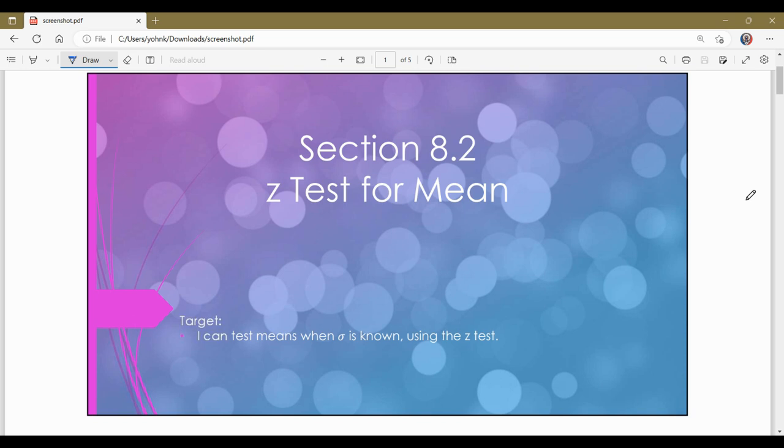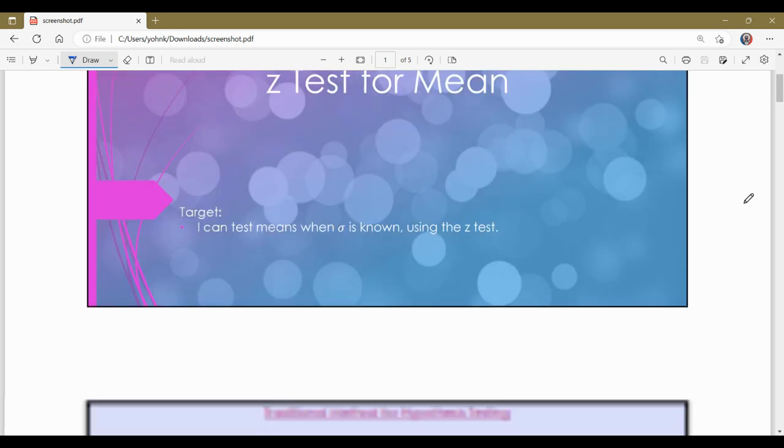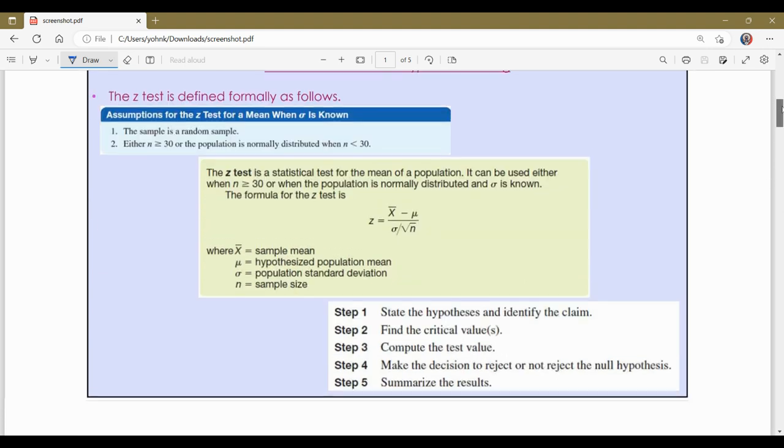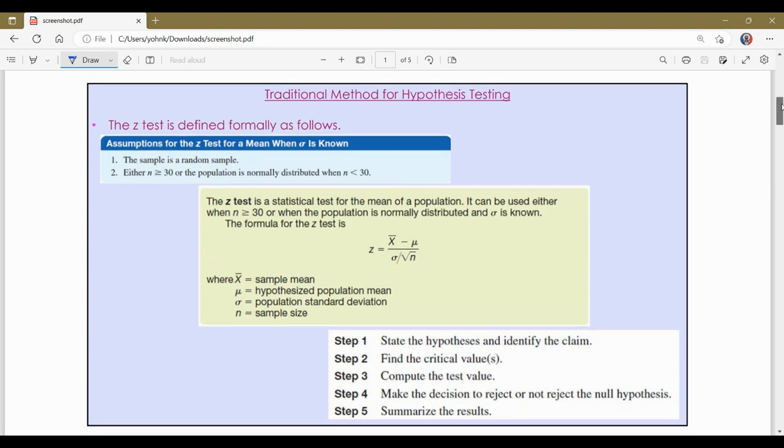Today we're going to learn how to test means when sigma is known using the Z-test. So this is our first hypothesis test that we're learning about. We went over the 5 steps in the last section. Now we're going to apply them to a particular situation. So this is called the traditional method for hypothesis testing.